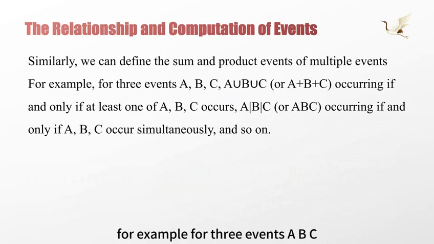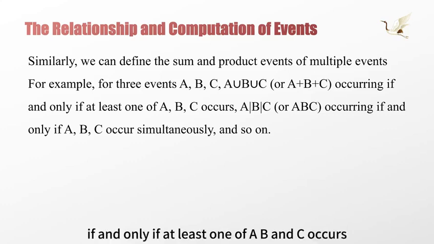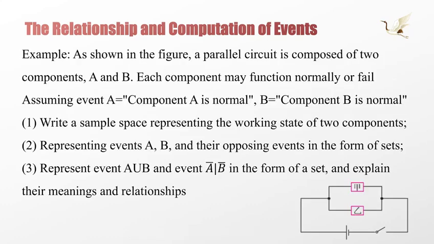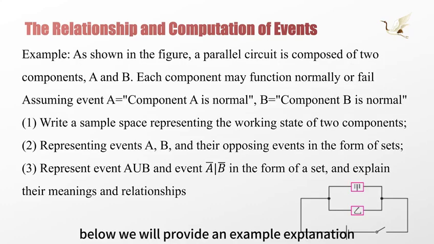For example, for 3 events A, B, C, A union B union C, or A plus B plus C, occurs if and only if at least one of A, B, and C occurs. A intersect B intersect C, or ABC, occurs if and only if A, B, and C occur simultaneously. Below we will provide an example explanation.